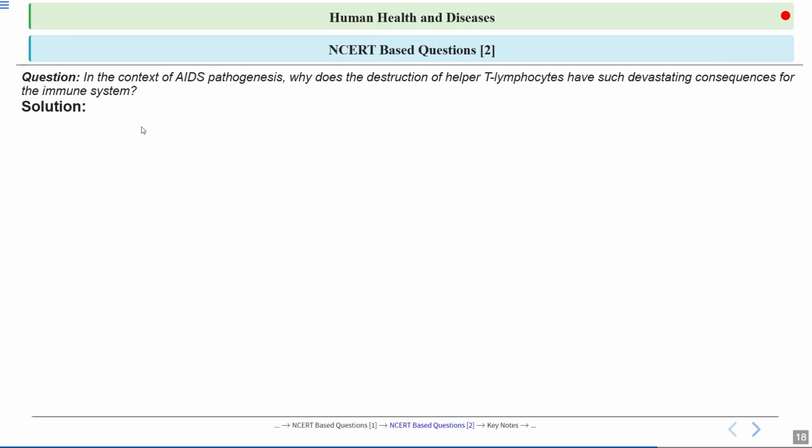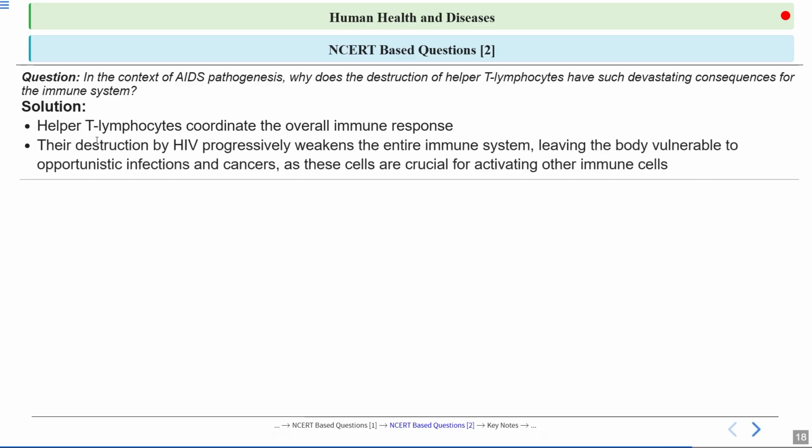Next question, in the context of AIDS pathogenesis, why does the destruction of helper T lymphocytes have such devastating consequences for the immune system? So let's have a look at the answer. Okay. Now, helper T lymphocytes play a central role in coordinating the immune responses. So these are the cells which provide immunity. Now, if these cells are destroyed or their number declines, then this will weaken the entire immune system, leaving the body vulnerable to opportunistic infections as well as cancer. This is why people with AIDS often get sick from diseases that wouldn't usually be a problem.